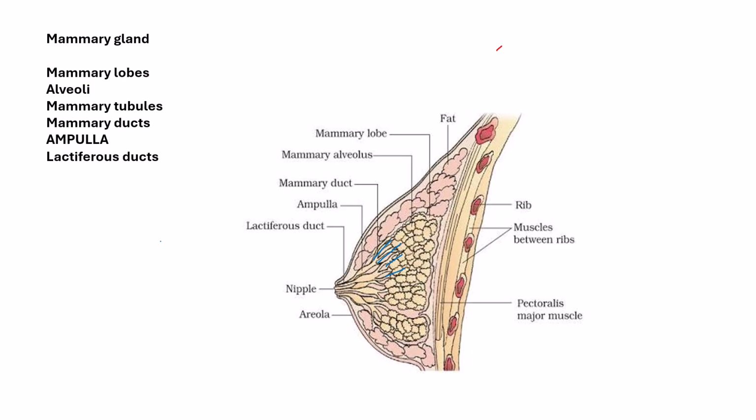Hope you got this point. So during lactation, the mammary gland plays a very important role, which provides all the necessary nutrition which is needed for the growth and development of the baby.